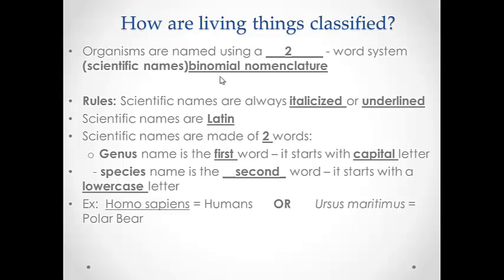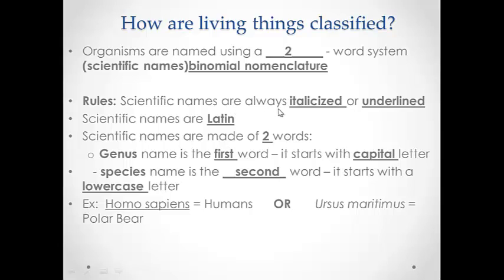Organisms are named using a two-word system, which is their scientific names. Binomial nomenclature, that's the term. So the name of the actual naming system is called binomial nomenclature, which is that two-name naming system. So here are the rules for the binomial nomenclature.